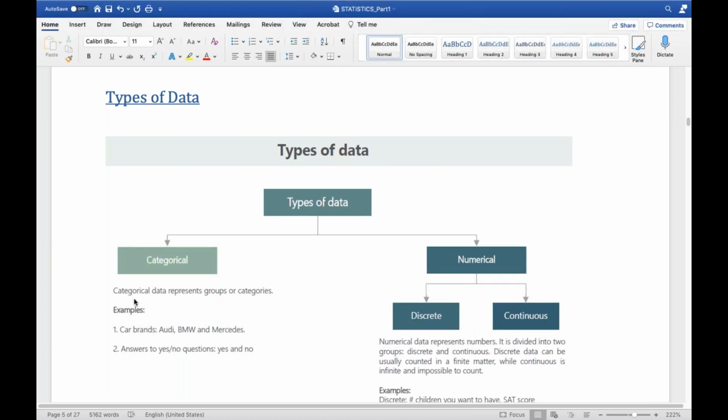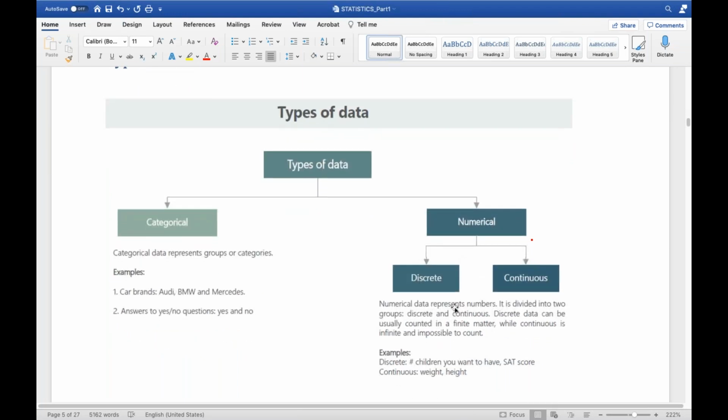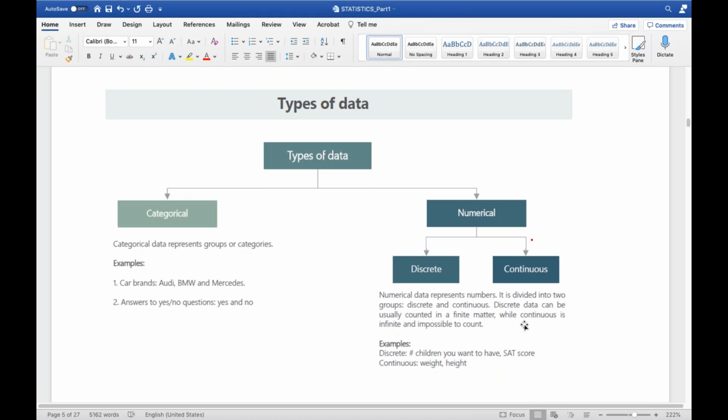Categorical data represents groups or categories, like car brands, or the answer to a question, yes or no. That is what we call categorical data. Numerical data, in the sense, is data we can give in numbers. Numerical data represents numbers. It is divided into two groups: one is discrete, one is continuous. Discrete is some countable value, a whole number.